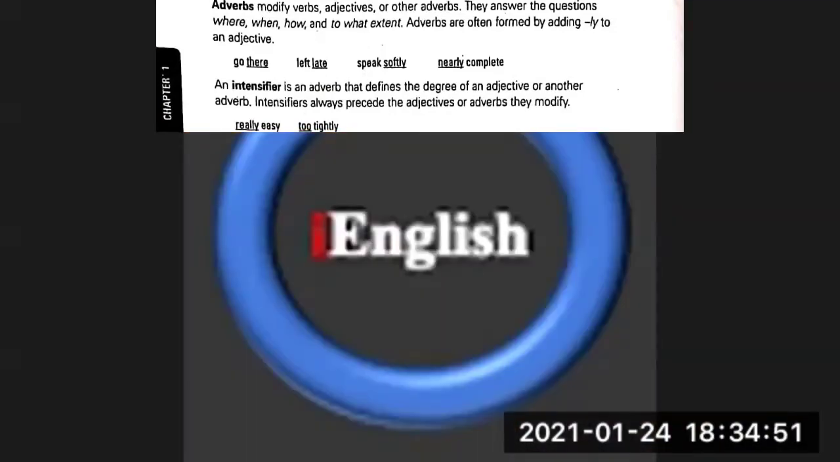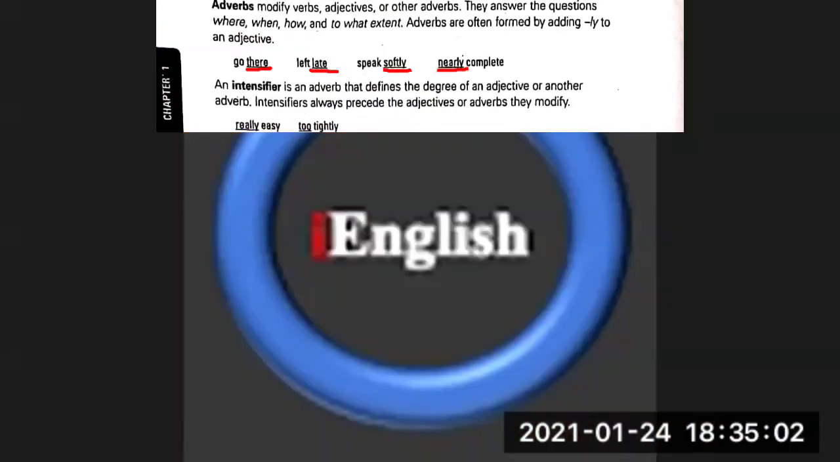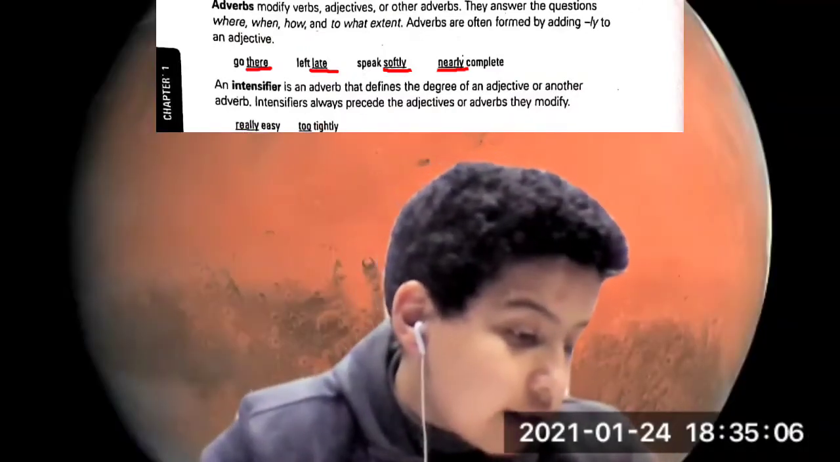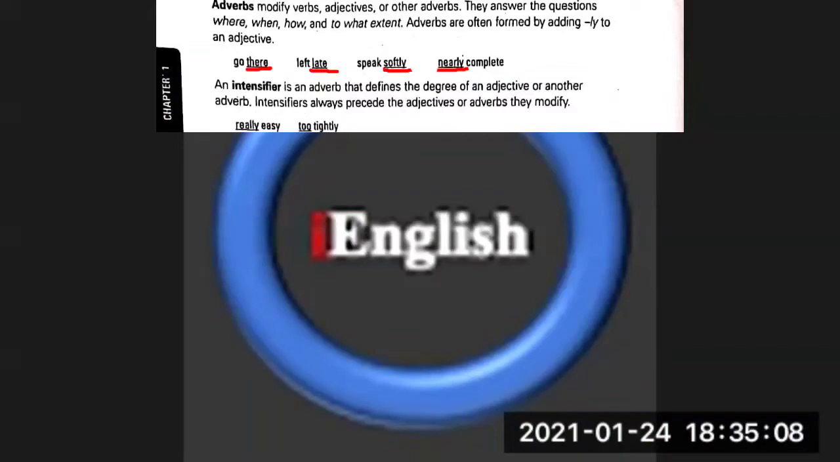Okay. Read other examples. Go there, left late, speak softly, nearly complete. Alright. Go there tells us where. Okay. Exactly. Late tells us when. Softly tells us how.